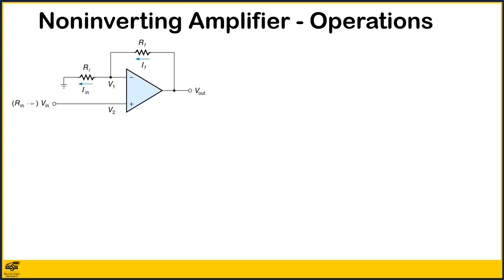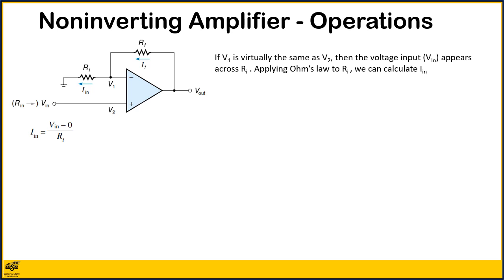An explanation of how the non-inverting circuit works is as follows. If V1 is virtually the same as V2, then the voltage input Vin appears across Ri. Applying Ohm's law to Ri, we can calculate Ii. So Ii is equal to Vin minus 0 over Ri. The current in Rf can also be calculated using Ohm's law. We know the voltage across Rf is the difference between Vout and Vin. Therefore, If equals Vout minus Vin over Rf.